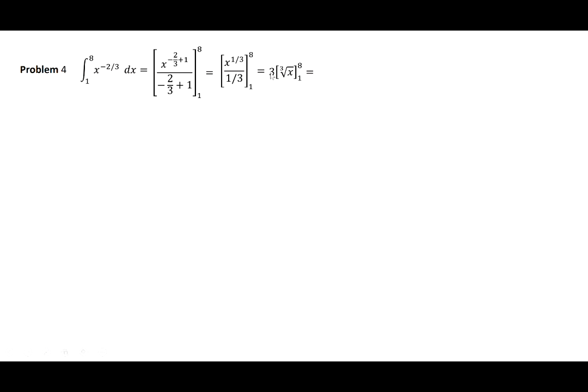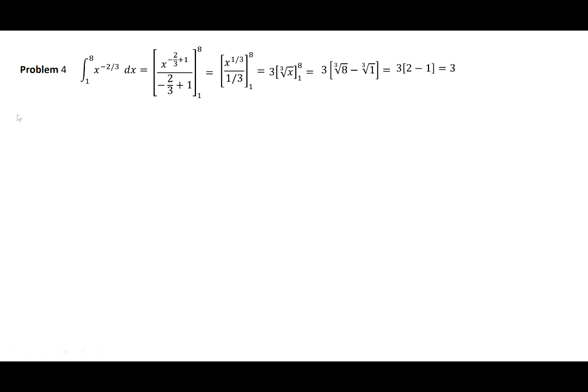So that constant multiple 3, I can actually yank it outside of this square brackets now. Okay, and so we have now all we need to do is plug the upper limit 8, cube root of 8, 3 times cube root of 8 minus 3 times cube root of 1. Or I may have said 3 times cube root of 8 minus cube root of 1, right? We can factor out a 3. Cube root of 8 is 2, cube root of 1 is 1. So that's it.